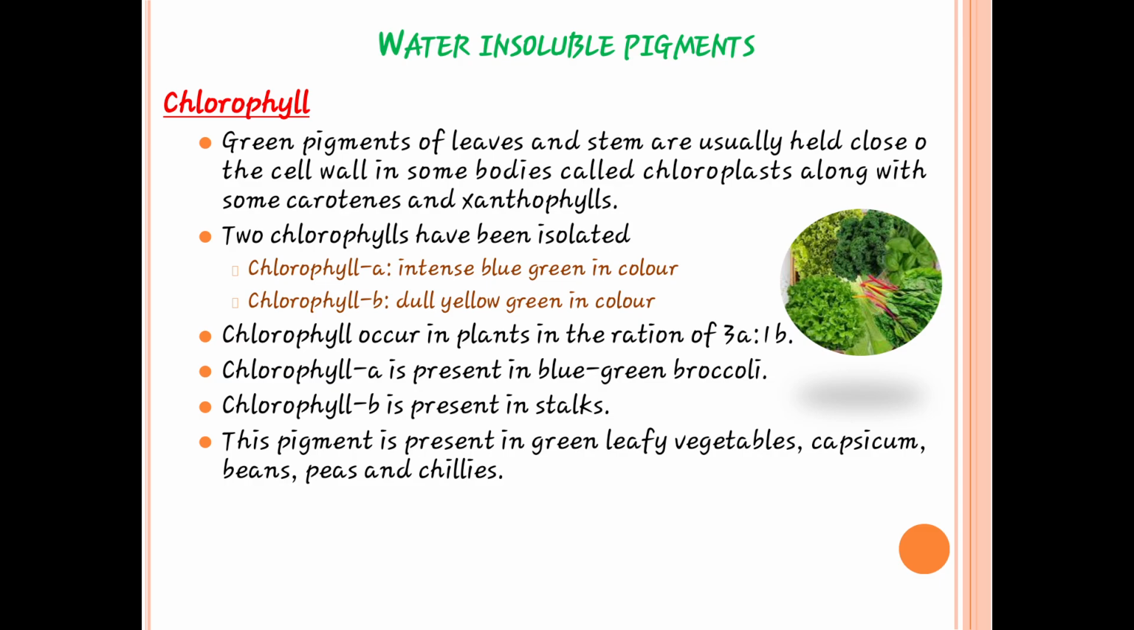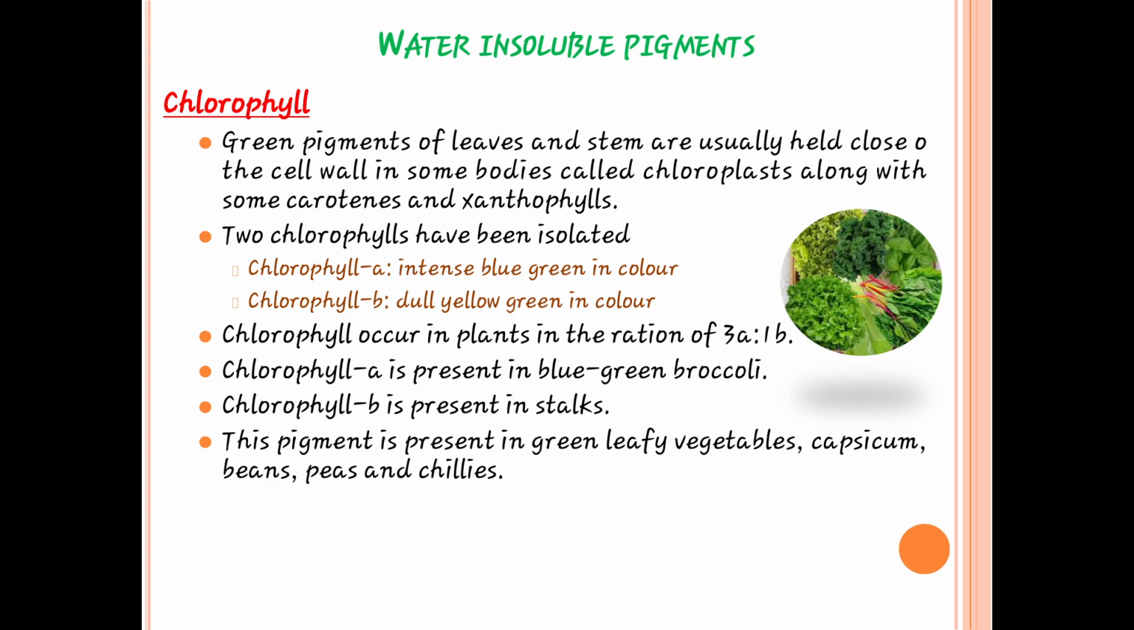First one, water insoluble pigment. Under the water insoluble pigments, first we are going to see chlorophyll. Chlorophyll is nothing but the green color of plants; the green color is because of this chlorophyll pigment. The green pigment of leaves and stem is usually held close to the cell wall in bodies called chloroplasts, along with some carotenoids and xanthophylls.